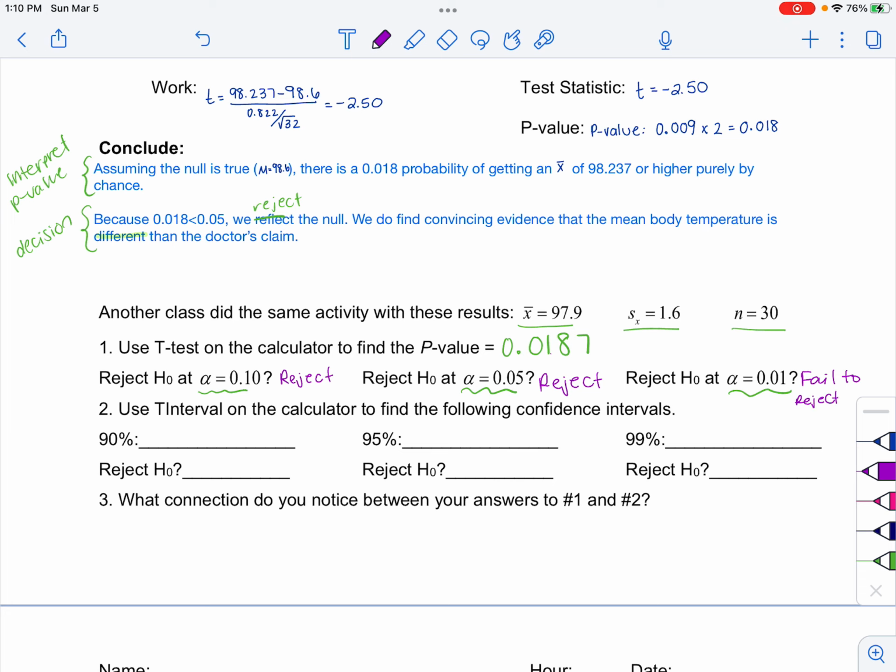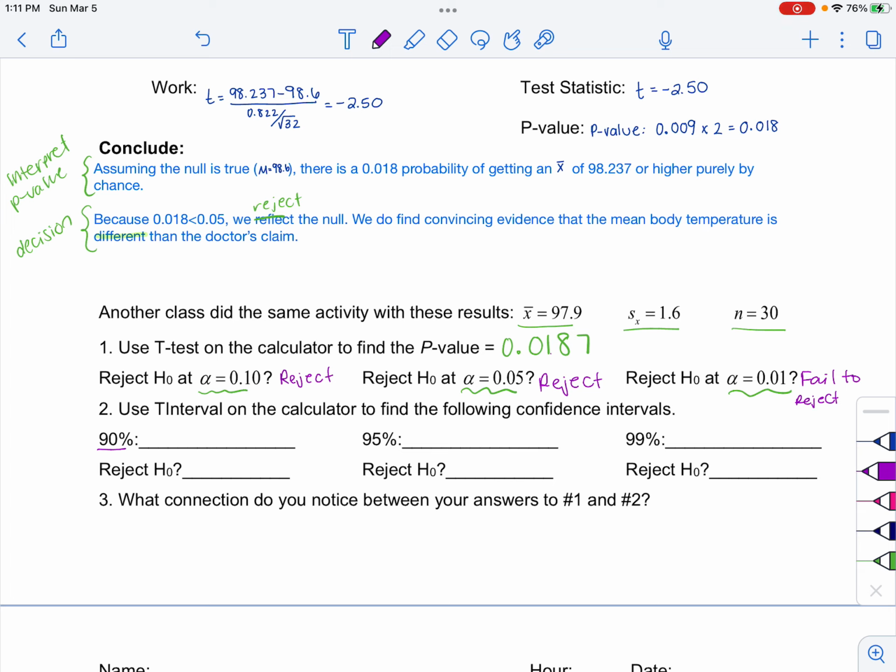All right. Now in question 2, we use the t-interval on the calculator to find the following confidence intervals. So with the same results, I'm going to go back to stat, over to tests, and down to option 8, which is t-interval. The X bar is 97.9, standard deviation is 1.6, and N is 30. My C level for the first one is 90%. So I'm going to type in 0.90, enter, and calculate.